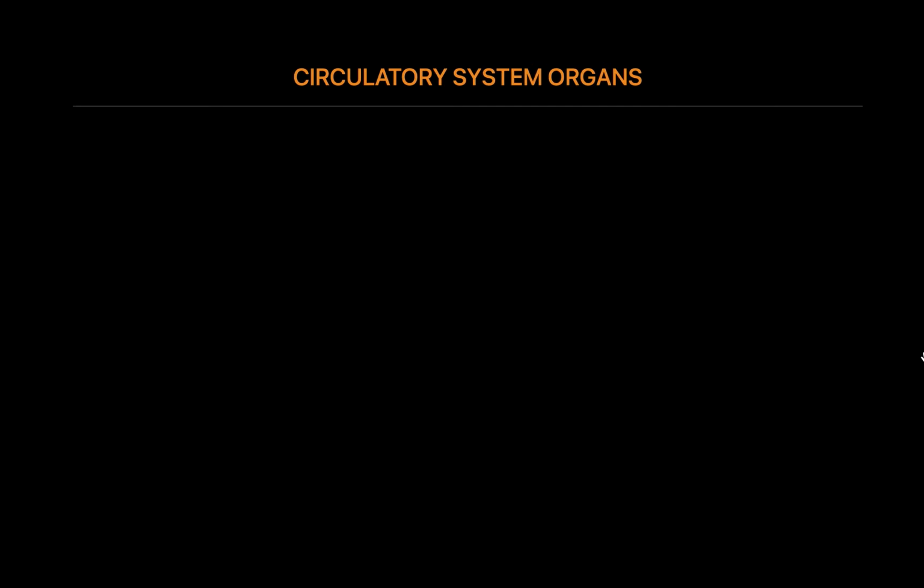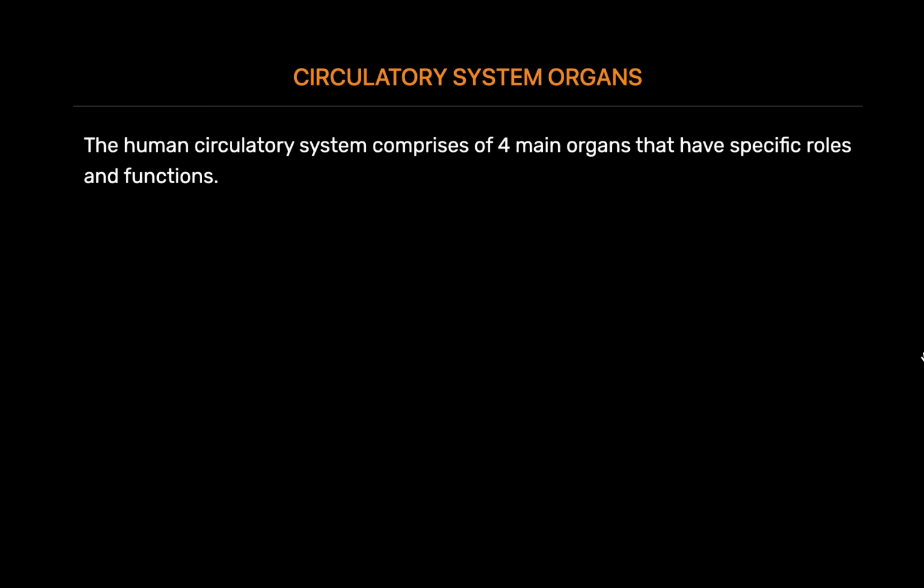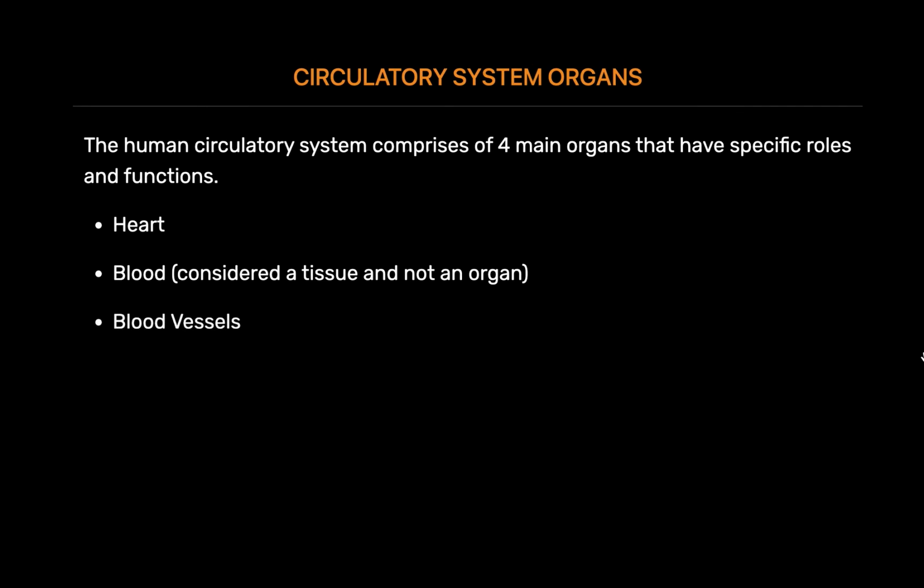Circulatory system organs. The human circulatory system comprises 4 main organs that have specific roles and functions. The vital circulatory system organs include heart, blood, but technically, blood is considered a tissue and not an organ, blood vessels, lymph.